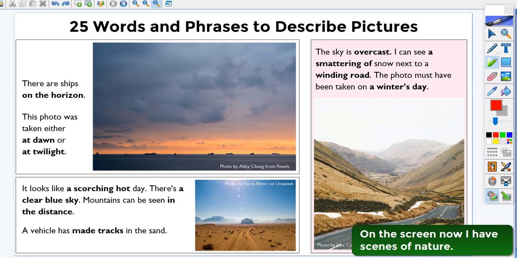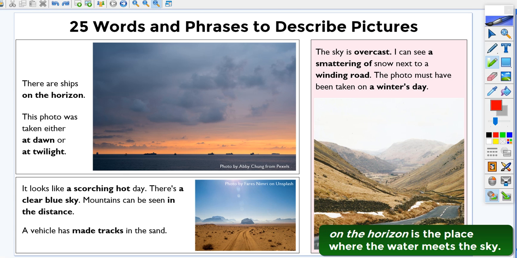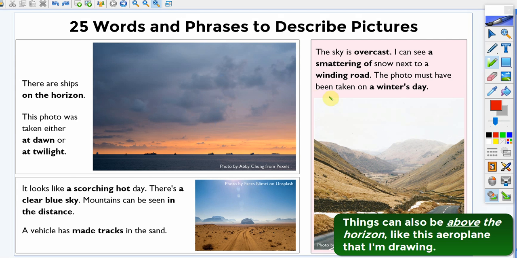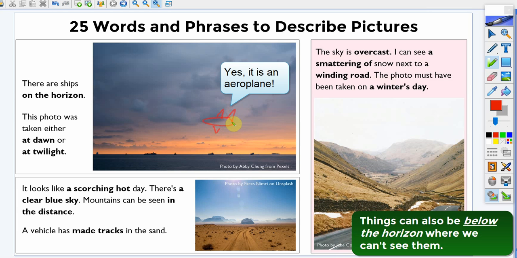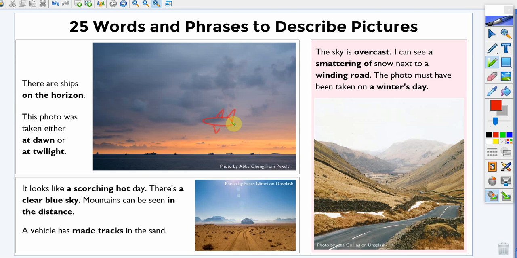On the screen now I have scenes of nature. On the horizon is the place where the water meets the sky. Things can also be above the horizon, like this aeroplane that I'm drawing. Things can also be below the horizon where we can't see them.